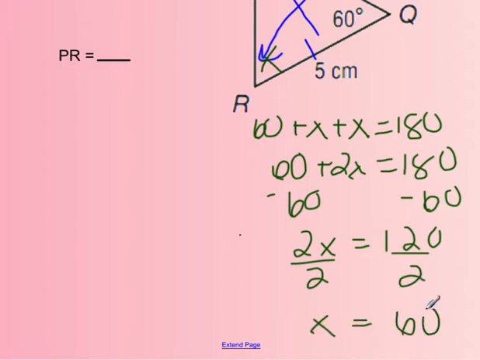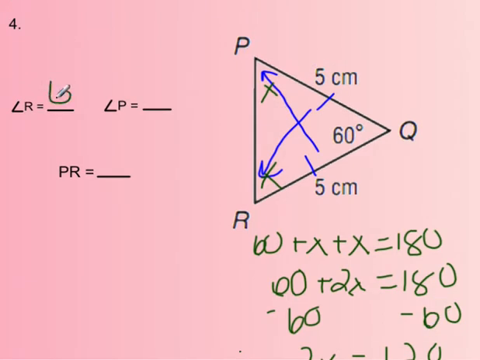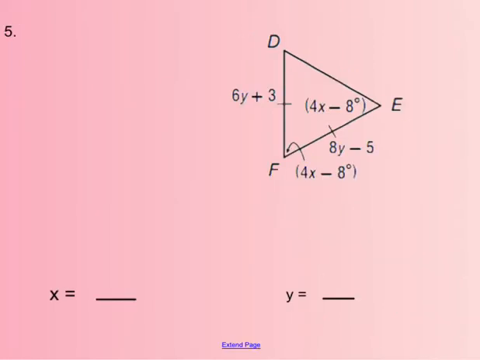So it is an equilateral triangle because both of these angles are 60 degrees. Well, if it's an equilateral triangle, this side also has to be congruent to the other two sides. So that one is 5 centimeters. All right, well, let's take a look at this one.